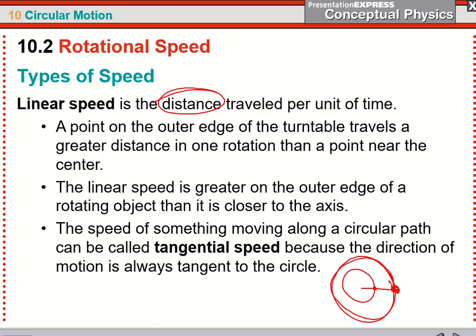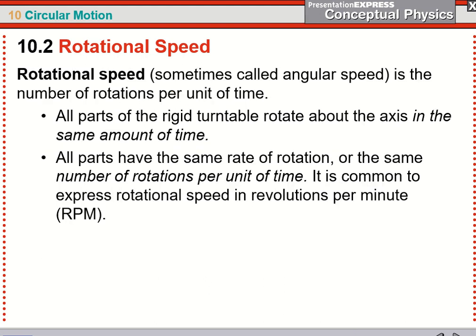Sometimes the linear speed is also called the tangential speed. That's because the direction of your speed is always tangent to the circle. So if I'm right here, that is the direction that I'm going. So it's sometimes called the tangential speed.